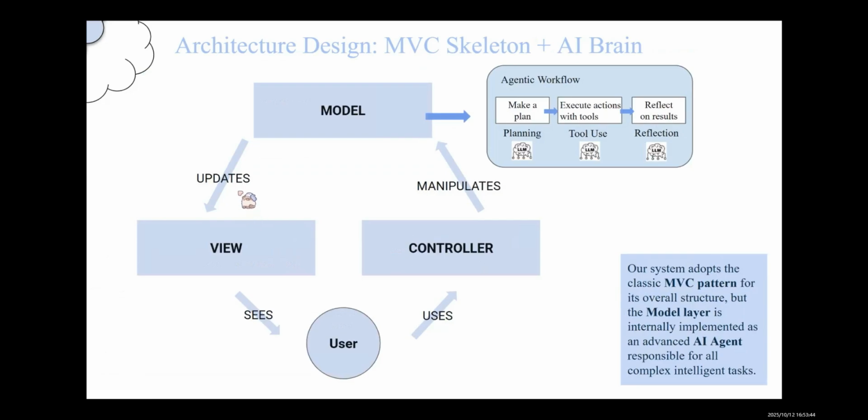Based on this analysis, our design is a classic MVC pattern, but with a key innovation. The model layer is not a simple data handler. It's an advanced AI agent. When it receives a request, this agent uses a plan, execute, and reflect workflow to generate intelligent responses. This creates our powerful MVC skeleton with an AI brain architecture.